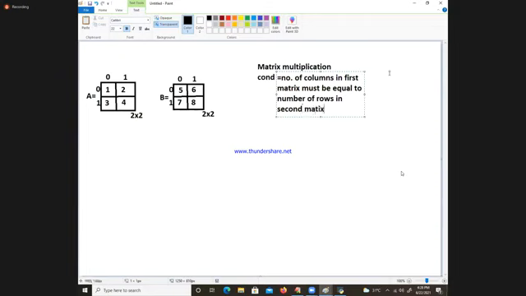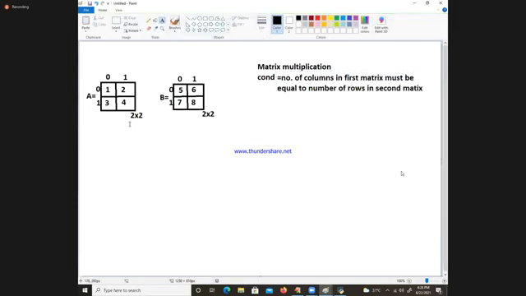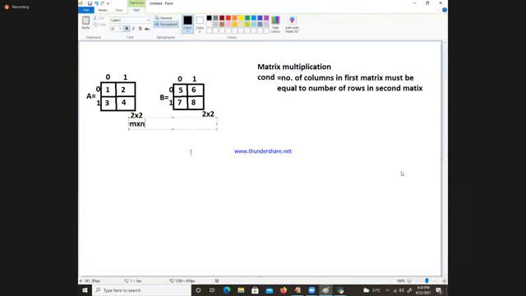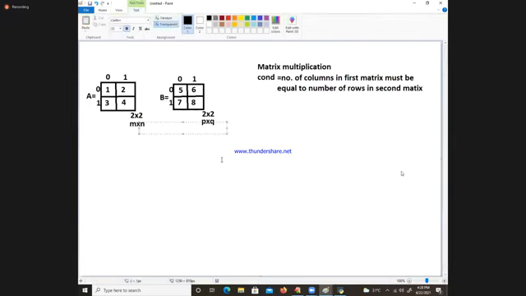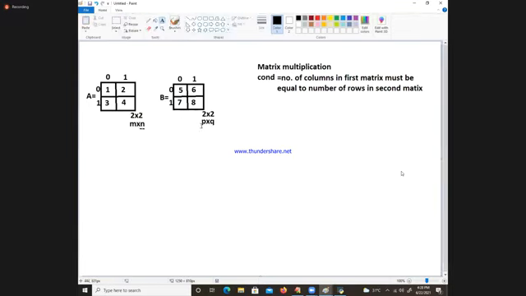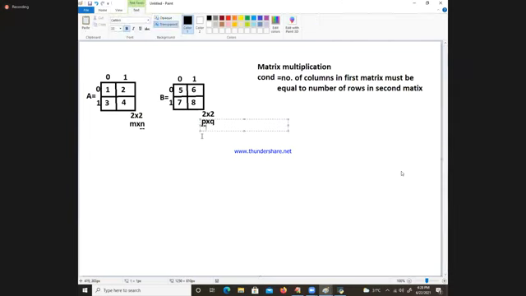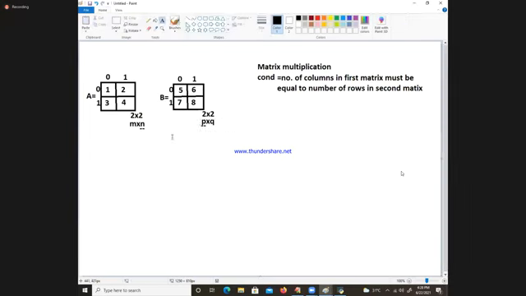In general, if it is an m by n matrix, with m rows and n columns, and here it is a p by q matrix, you can compare: n and q must be the same. N and q must have the same dimension. The number of columns in the first matrix must be equal to the number of rows in the second matrix.